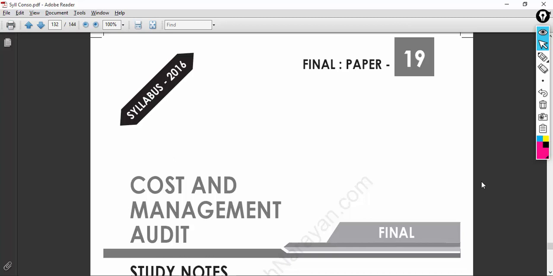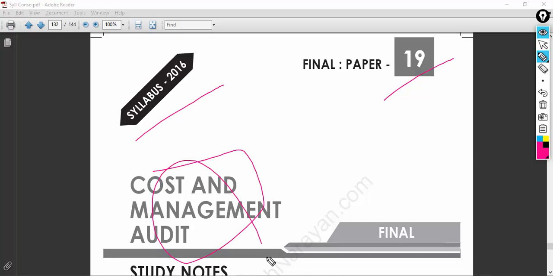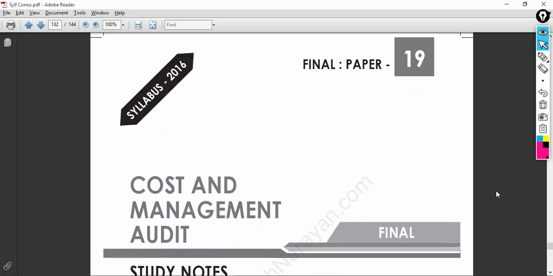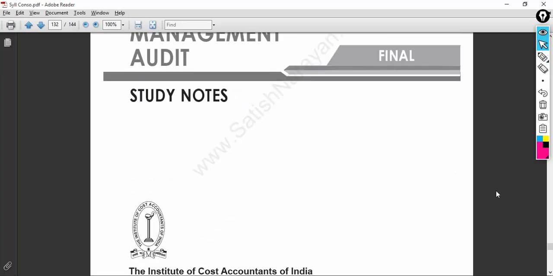Okay, so we have paper 19, 2016 syllabus, cost and management audit. So it's not accounts, it's cost and management audit. Let's see what the audits are which form part of this paper 19, cost and management audit.